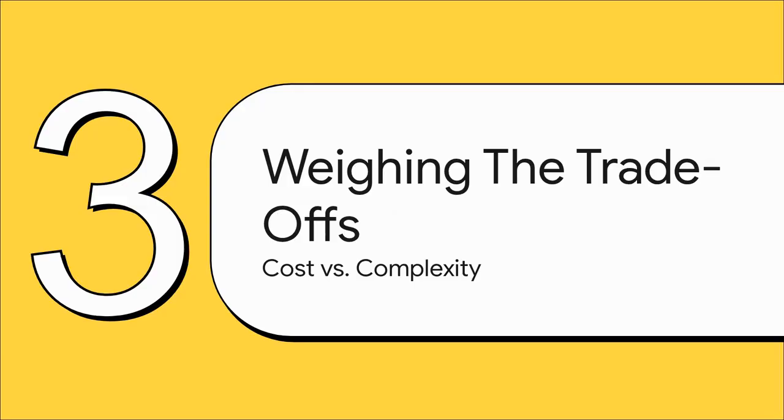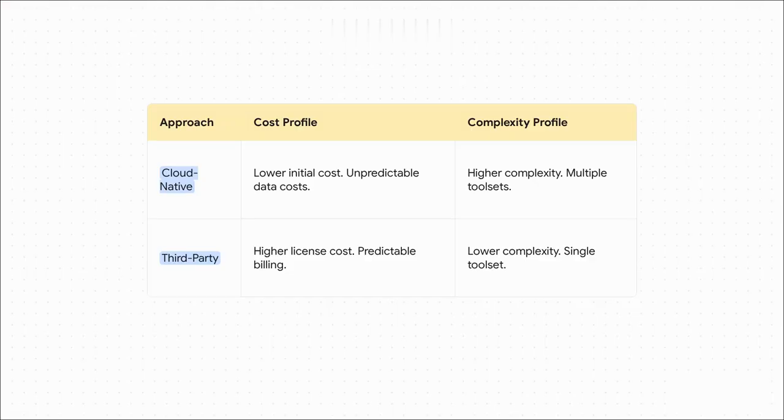But look, let's be real for a second. Neither path is perfect. Every single architectural decision is a game of trade-offs, and this one really boils down to two huge factors: cost and complexity. And you'll notice something interesting here. It's an inverse relationship. The cloud-native route often looks cheaper when you first look at it, because you're paying less for licenses. But the hidden cost, the real kicker, is the complexity. Your team suddenly needs to be an expert in multiple, completely different tool sets.